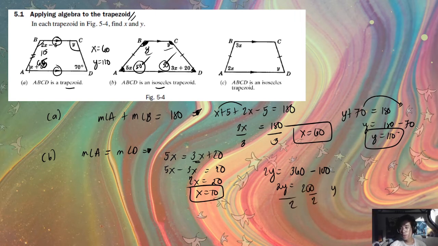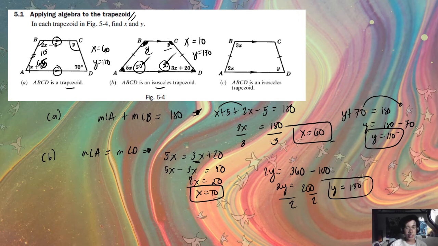And if you divide both sides by 2, y is going to be 260 divided by 2, which is 130 for this problem. So that's equal to 130 degrees. So therefore the value of y is equal to 130. For letter B, x is equal to 10, and y is equal to 130.